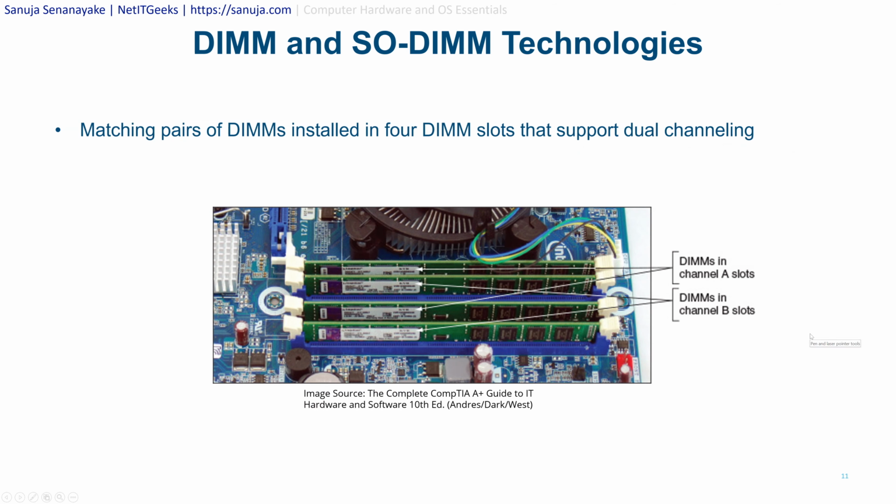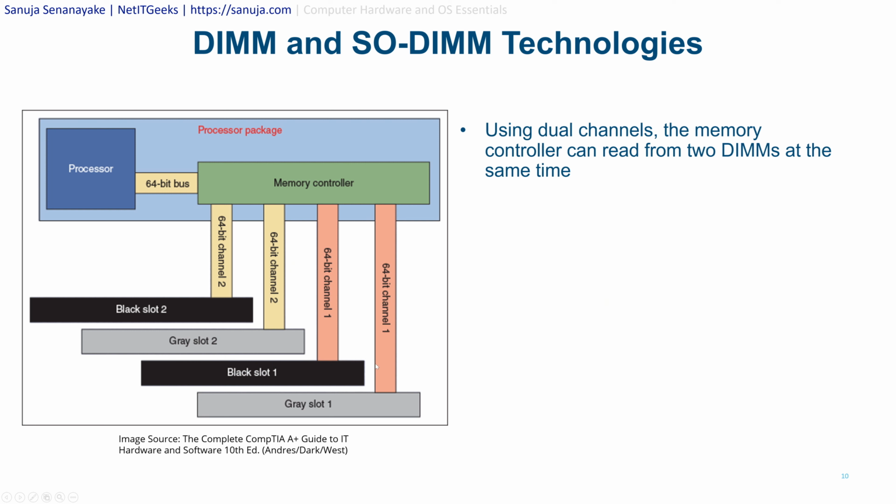Matching pairs of DIMMs installed in 4 DIMM slots that support dual channeling is shown here. The DIMMs in channel A slots work together. So channel A is this one and this one. It's not right next to each other; it's one after. So this one works with this one, and that's considered a single channel. The DIMMs in channel B slots interact with these two right here. So this one and this one will work together, and then these two work together in this diagram.